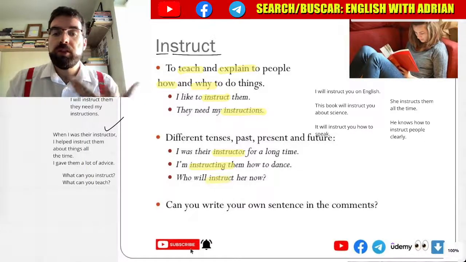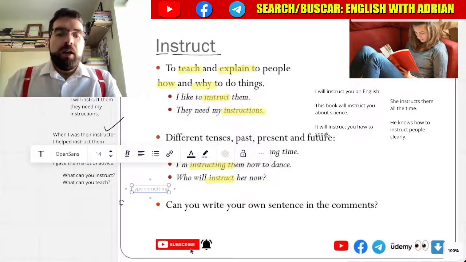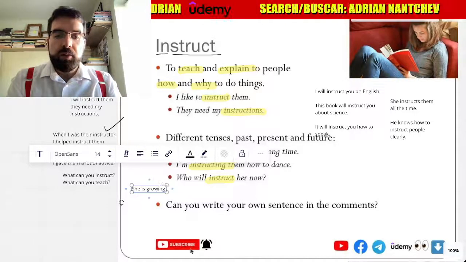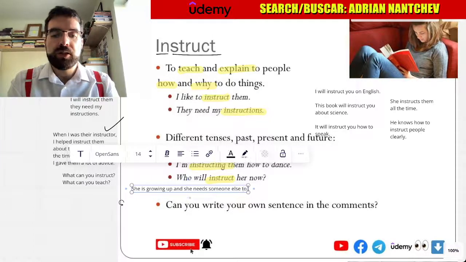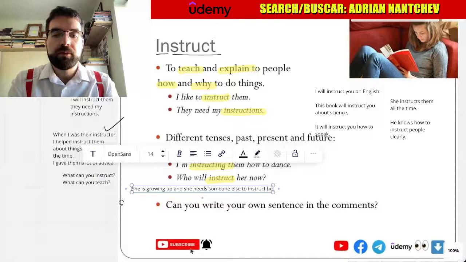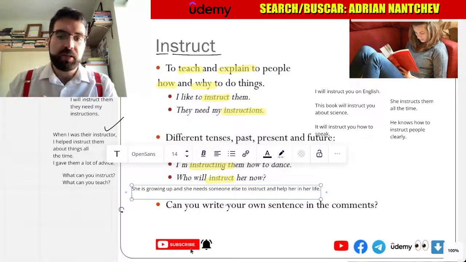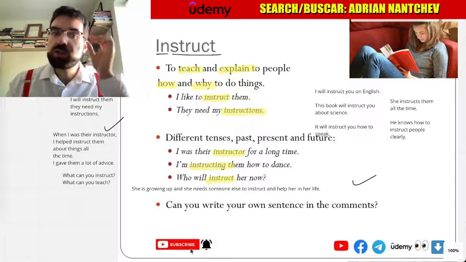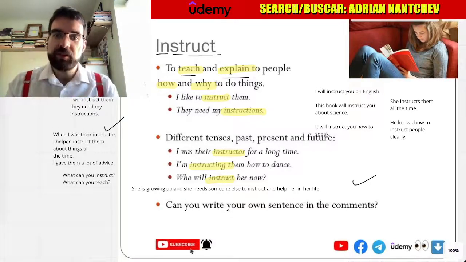Who will instruct her now? She is growing up and she needs someone else to instruct her. Instruct and help her in her life. How cool is that, language explorers? So instruct, to teach and explain. How cool is that?